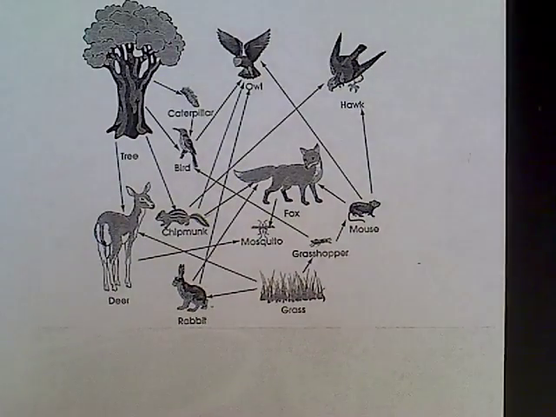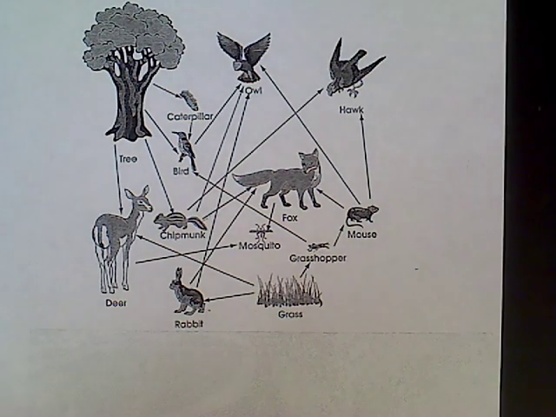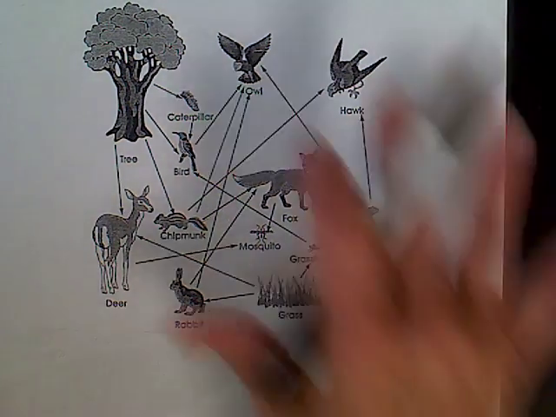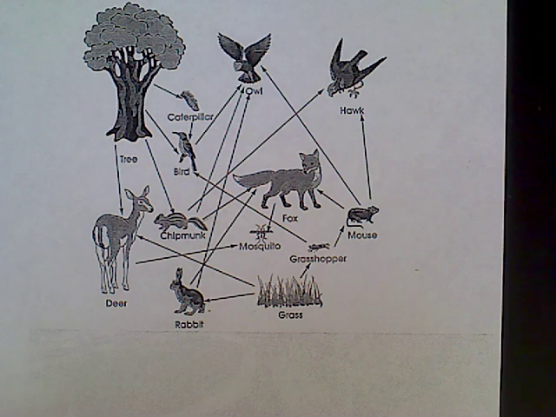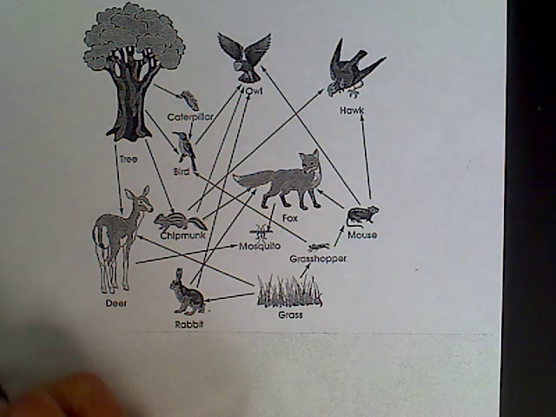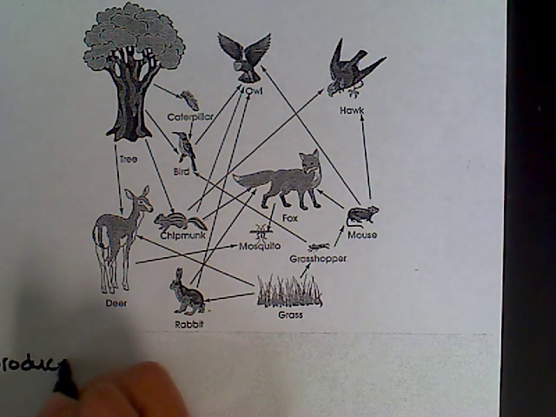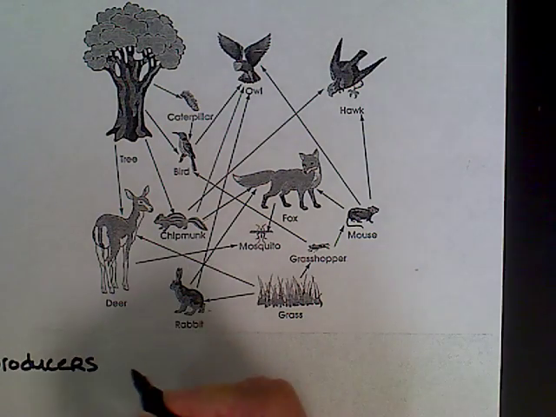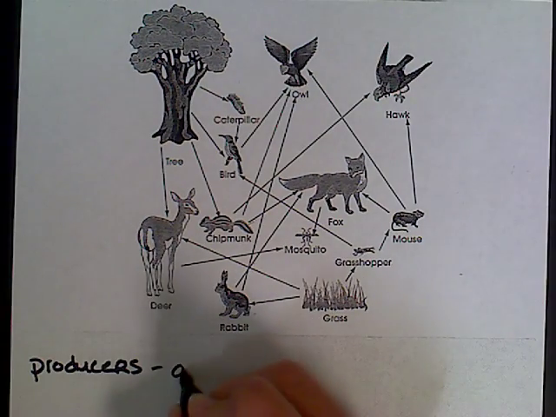There are going to be 3 different types of food webs on the test, and all of them are going to be looking at the same thing. It may ask you questions such as, what are animals that only eat producers? So also remember that producers are also called autotrophs.